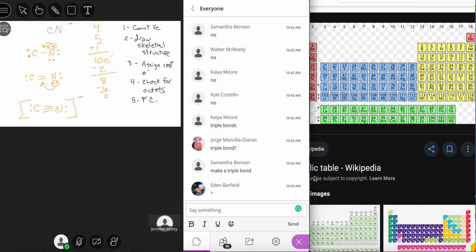So now we've got to calculate the formal charge on carbon. So carbon has 4 valence electrons. So what's its formal charge?